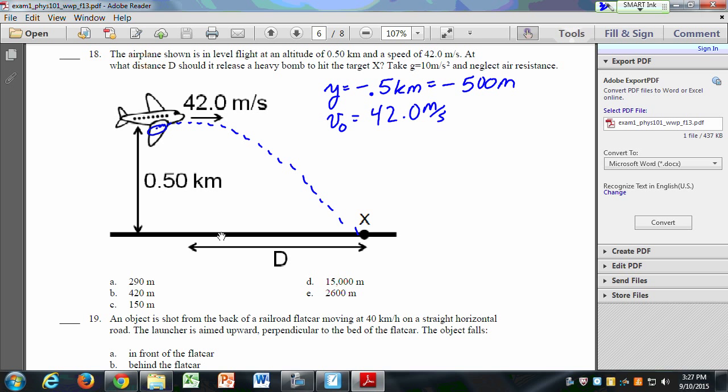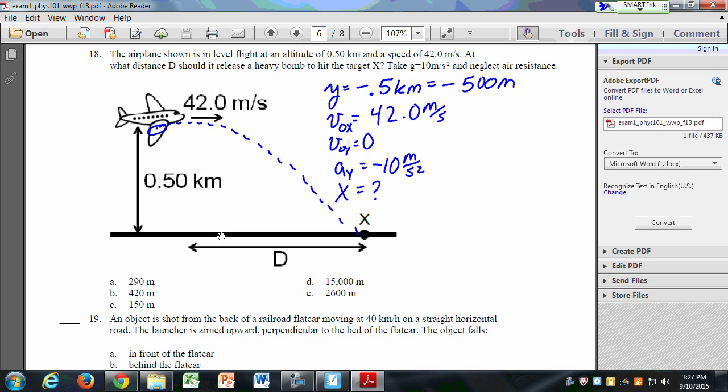Is that x, y, or some in between? That's my x motion, right? So I'm going to put a v naught x. I also know that v naught y is equal to 0 then. I know a y is negative 10 meters per second squared, and I want to know what is the distance d, which is also the distance x. What is the x displacement?